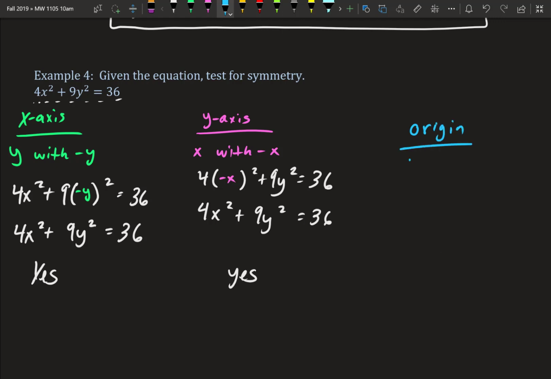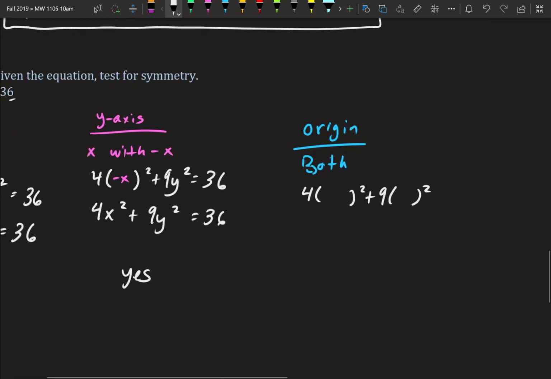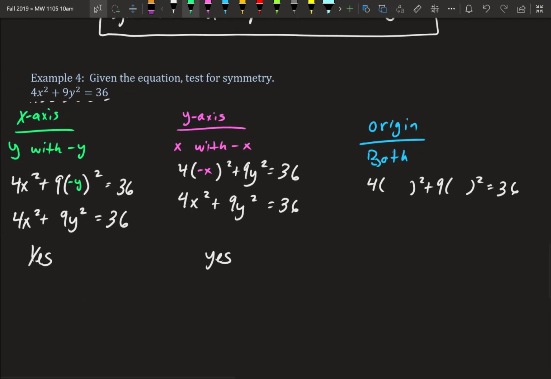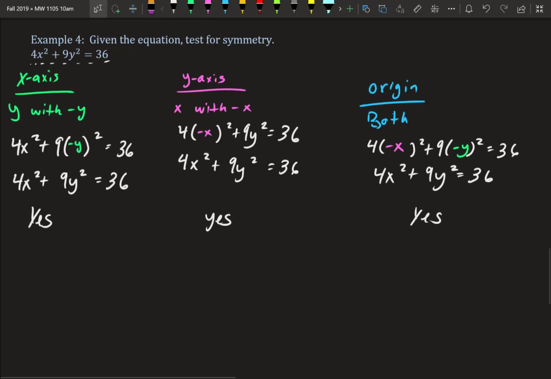So our origin, we're going to do both. We're going to combine both steps. So we'll have 4x squared plus 9y squared equals 36. And this is where we're putting both steps into it. So we'll have our negative y's and negative x. So we have 4x squared plus 9y squared equals 36, and that works out. So it's symmetric to all of them.